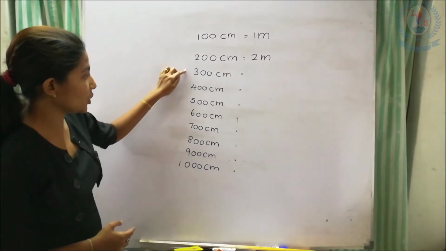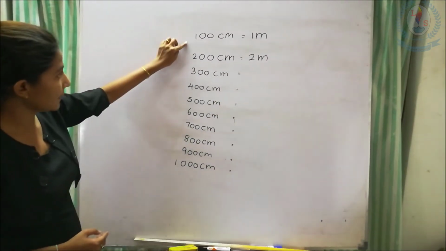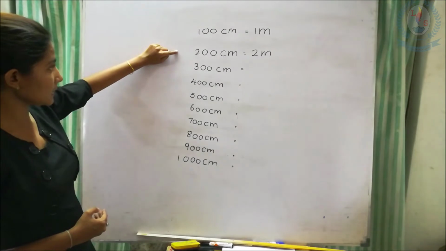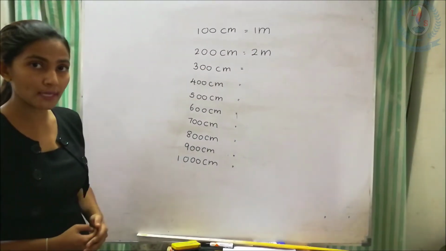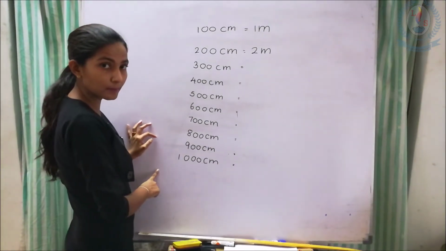Now, can you all guess these centimeters in meters? If 100 centimeters equals 1 meter, 200 centimeters equals 2 meters. Observe this. You can see there's a pattern. And can you all do this as homework?